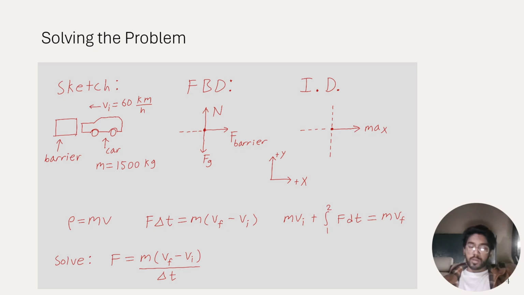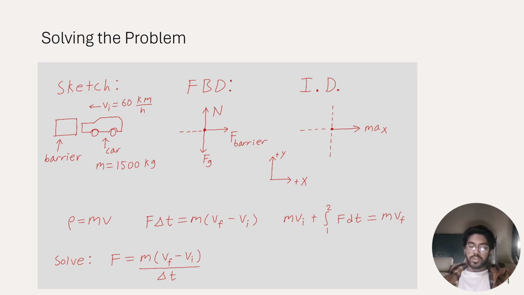But to actually solve the problem, we only need to use the second equation and divide by delta t. So we get that the force is equal to the mass times the final velocity, which is 0 kilometers per hour, minus the initial velocity, which is negative 60 kilometers per hour. And then we need to divide it by delta time, which is going to be 0.5 seconds.